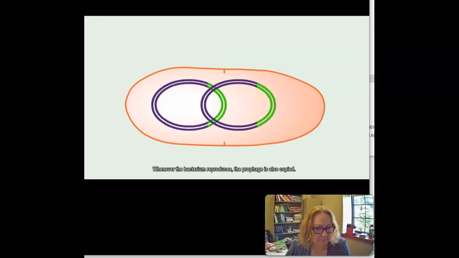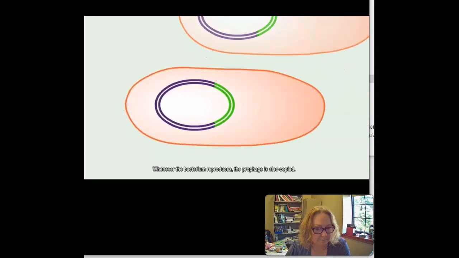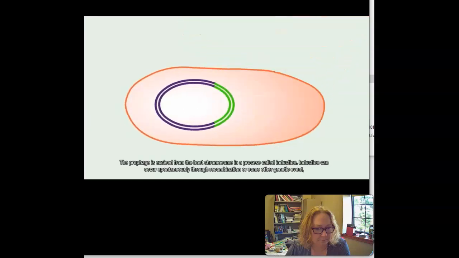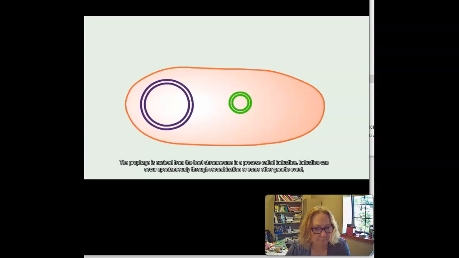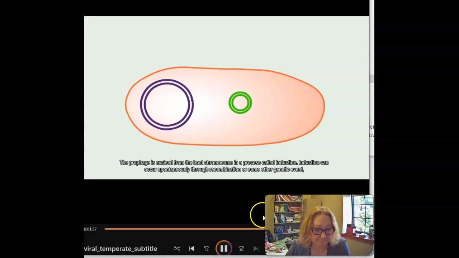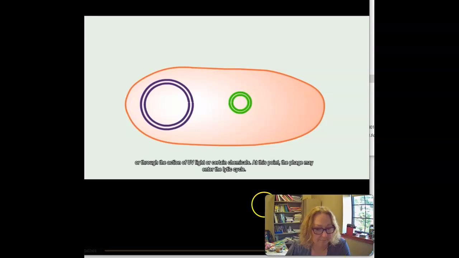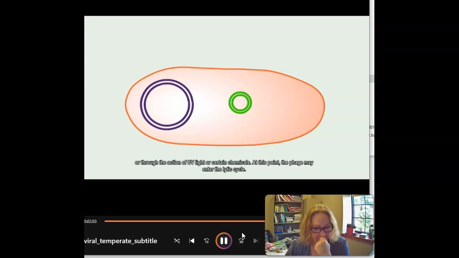Whenever the bacterium reproduces, the prophage is also copied. The prophage is excised from the host chromosome in a process called induction. Induction can occur spontaneously through recombination or some other genetic event, or through the action of UV light or certain chemicals. At this point, the phage may enter the lytic cycle.